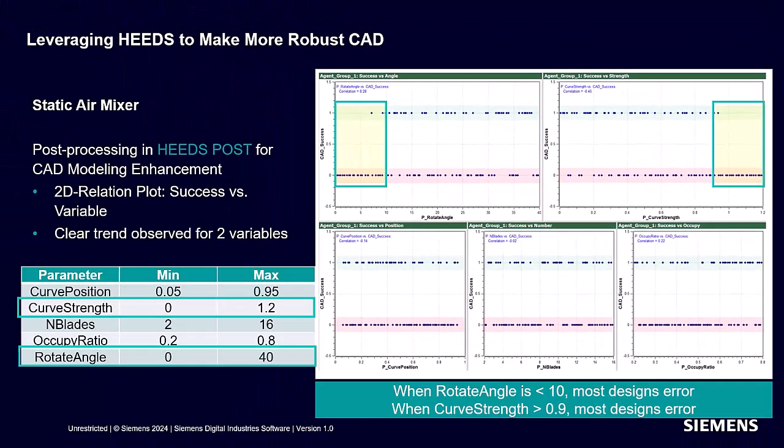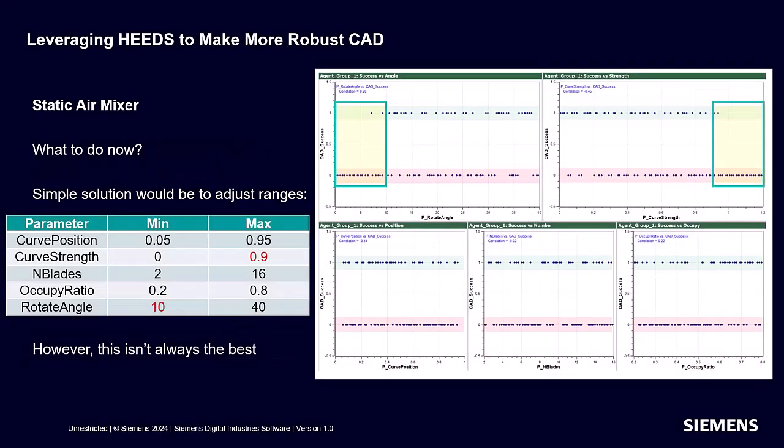From this, we can see that when values for rotate angle are less than 10, the majority of the error designs occur and very few successful designs were evaluated. Similarly, when values for curve strength are greater than 0.9, most designs are error designs. So what can we do now?